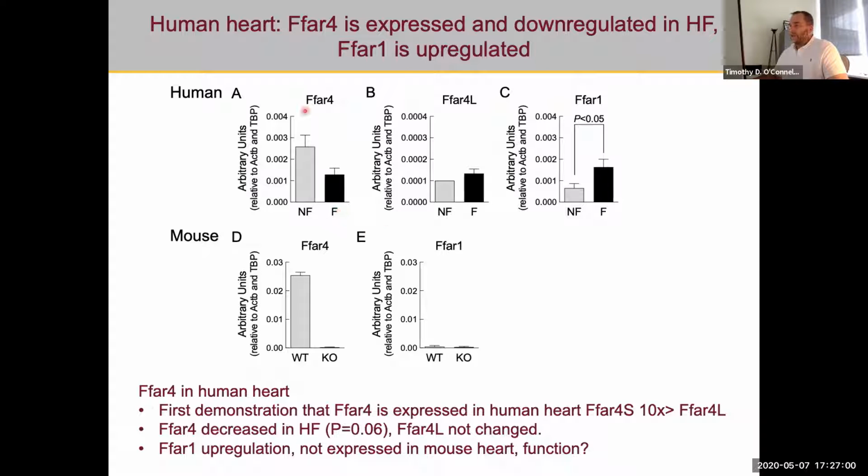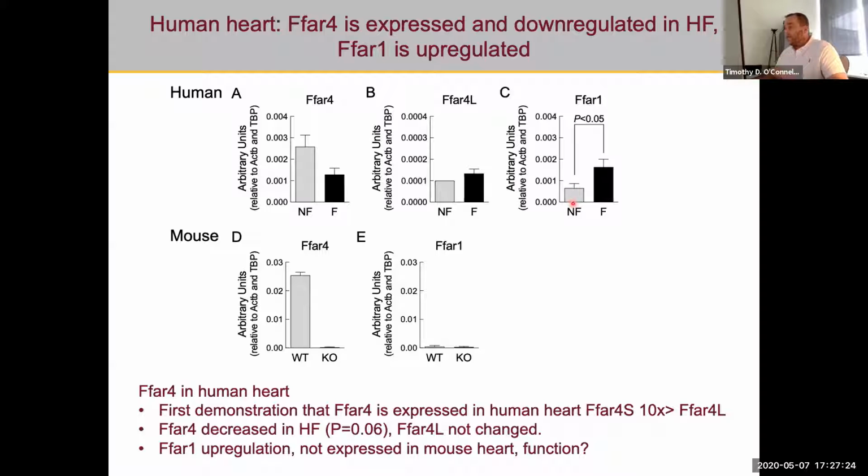So first, let's look at FFAR4. You can see expression of both the short and the long isoform. Again, the predominant isoform is the short isoform, about 25-fold more than the long isoform. And interestingly, it was downregulated by about 2-fold in failing hearts. Compare this, though, interestingly, we found FFAR1 is expressed in the baseline non-failing hearts.